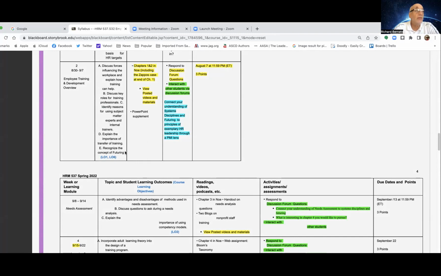B is to discuss key roles for training professionals. And I'm seeing that emerge quite clearly from how you perceive your roles as HRM people. And so, well, I'll just kind of try to distinguish that much more carefully along the way. C, which is the one that you can't maybe necessarily see so well, is to identify reasons for using subject matter experts and internal trainers.